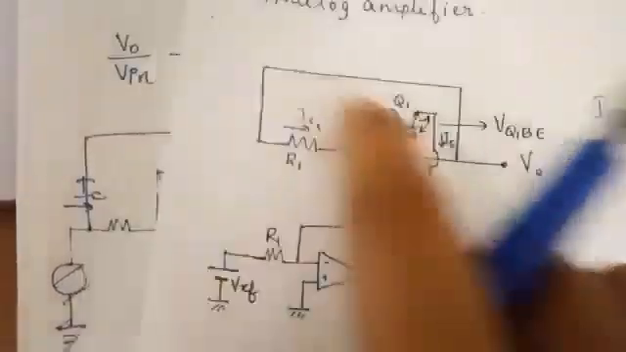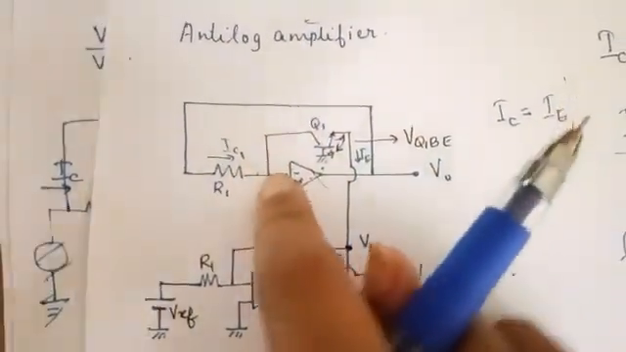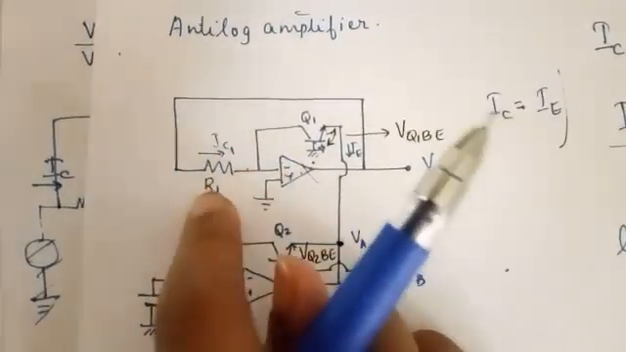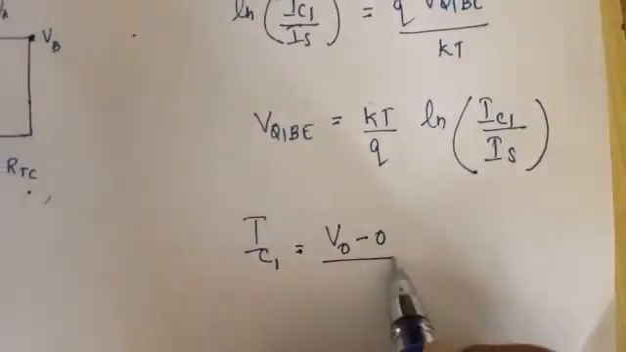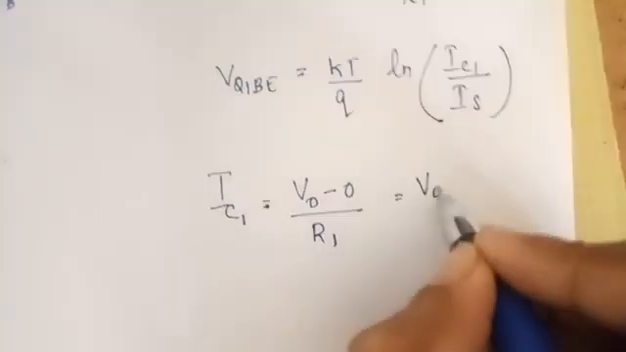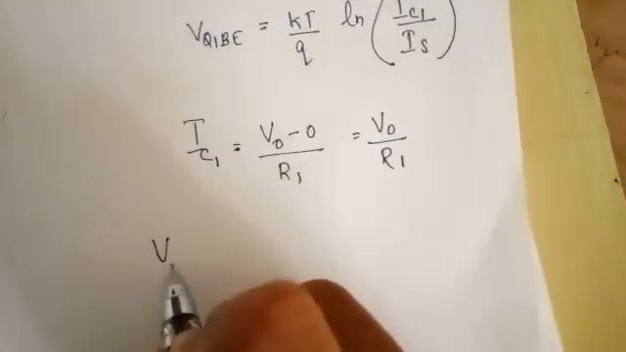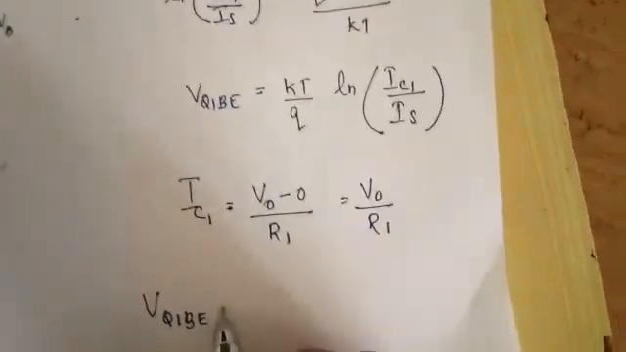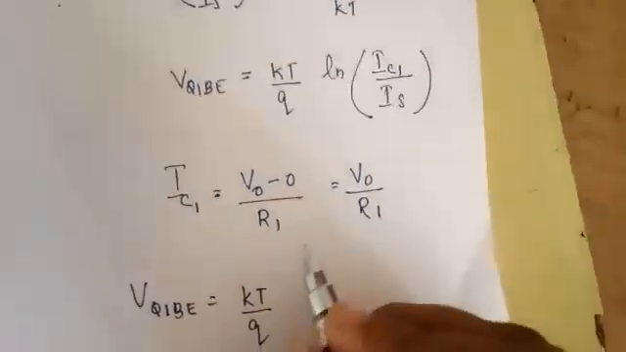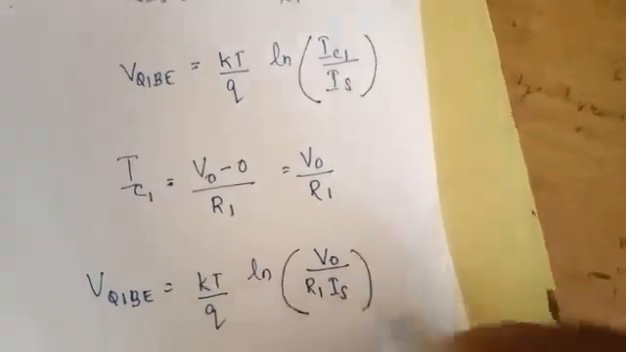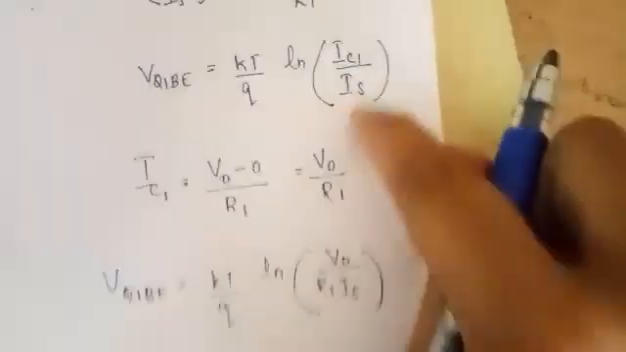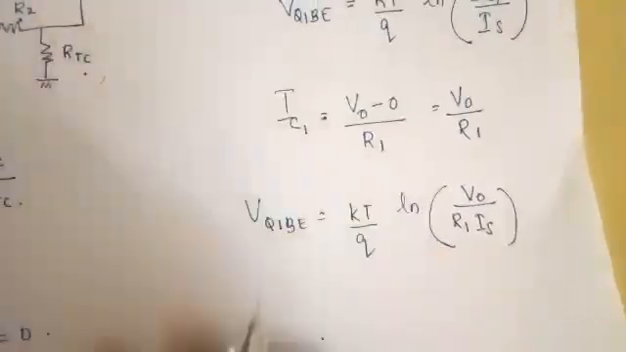So we can write IC1 is equal to V0 minus 0 by R1, which is equal to V0 by R1. So we put this into this, and we can say that VQ1BE is equal to KT by Q ln V0 by R1 into IS. This 2 comes in the denominator.